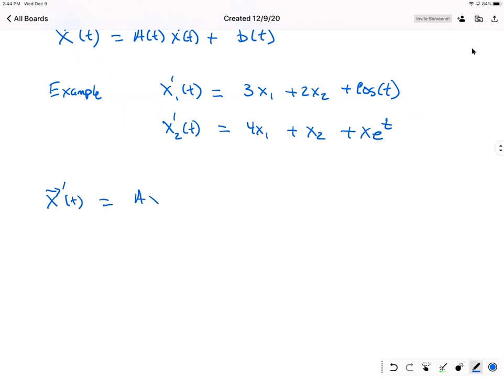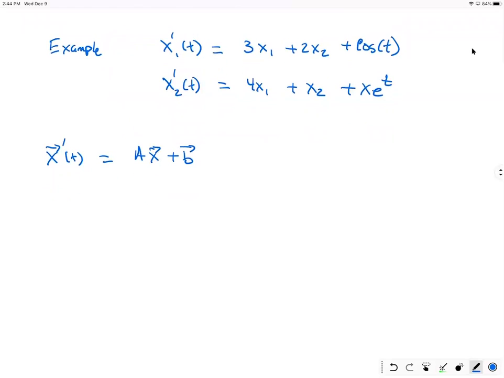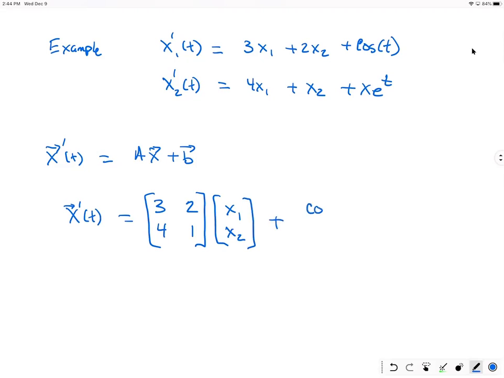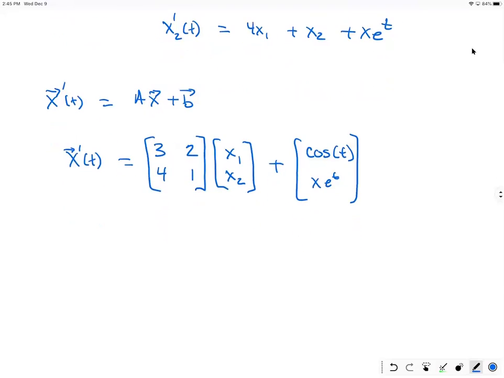That is a system of differential equations, and the way we could write that in matrix form would be this Ax plus b form. So in this case, we'd have x, that vector, take its derivative, and then our A matrix would be 3, 2, 4, 1. And then we'd have x1, x2, and then plus the cosine of t and e to the t. This would be our matrix form.